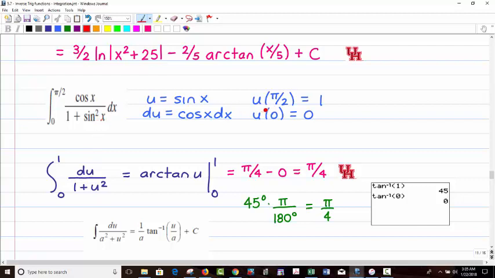Now I'm a big fan, with definite integrals, of changing the limits of integration. Makes it easier. So I'll put in the upper and lower limits for u, because once you change this over to u, you never have to go back to x for any reason. So sine of pi over 2 is 1. Sine of 0 is 0. So now we're going from 0 to 1 du over 1 plus u squared. And so it's arctan of u from 0 to 1.